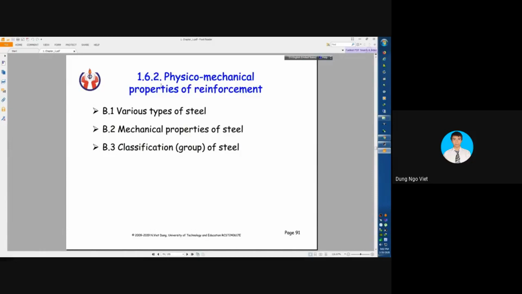The second part of 1.6 is the physical mechanical properties of reinforcement. That means the properties of the steel. In this part, we have smaller subparts. The first one is various types of steel. Next is mechanical properties of steel, and the third one is classification of steel.